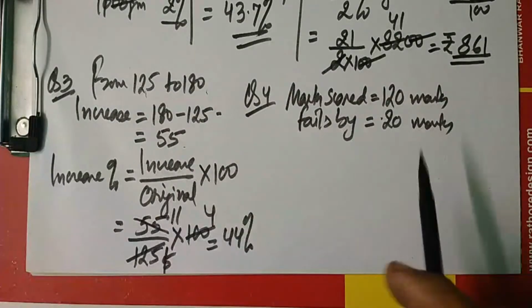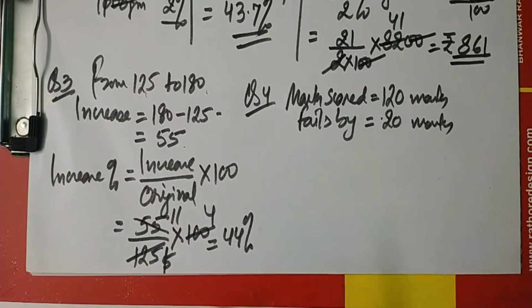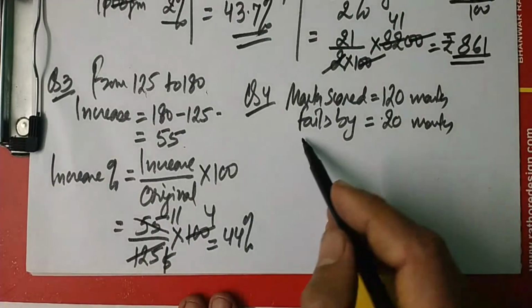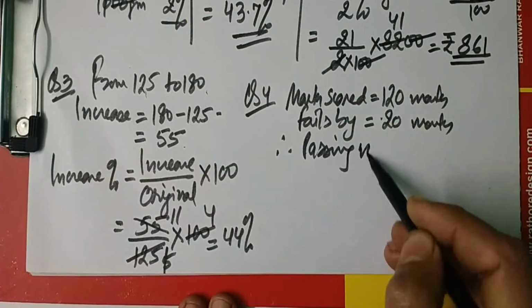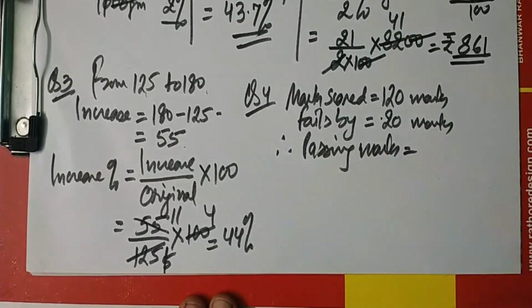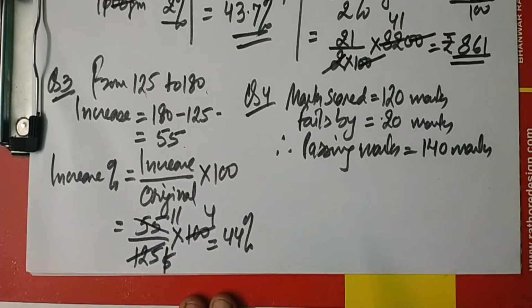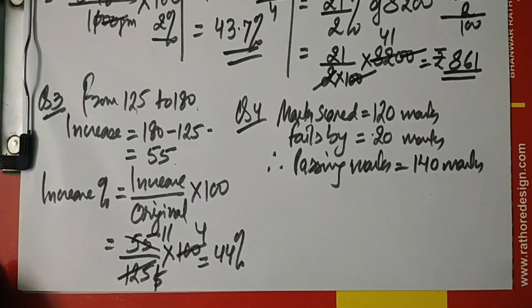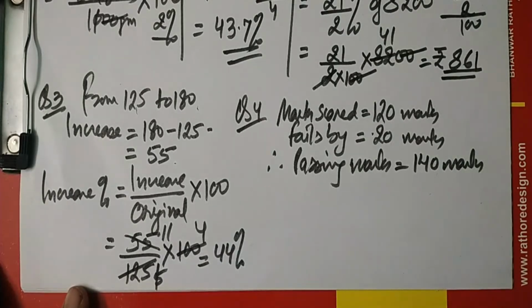Now before that, what is the meaning of this? A boy has got 120 marks, he failed by 20 marks. It means what are the passing marks? Can you find? The passing marks are 140. He needed 20 more marks to pass. That is why I have done addition. So we have got passing marks are 140.